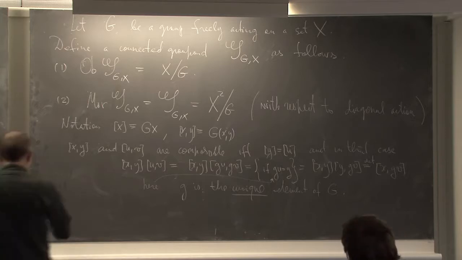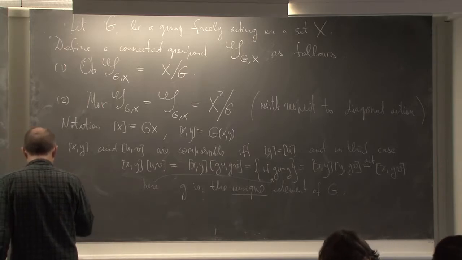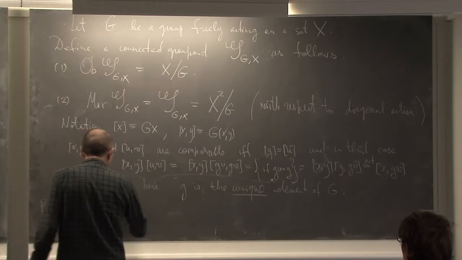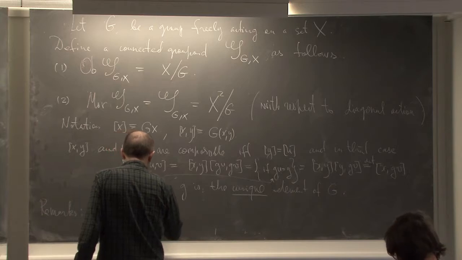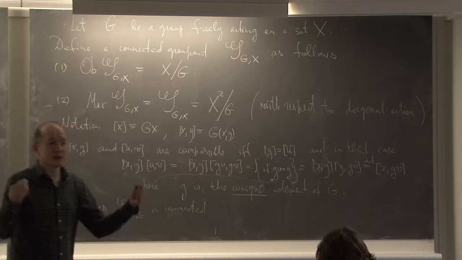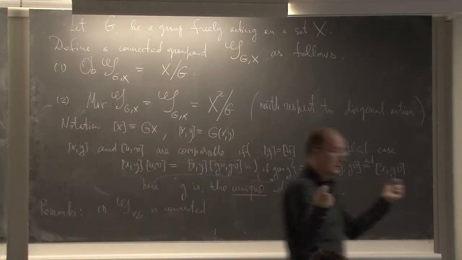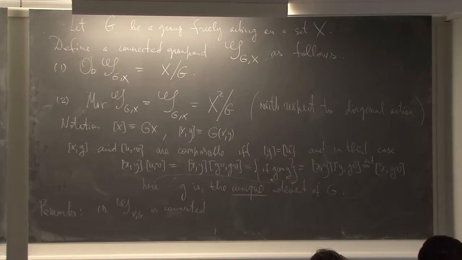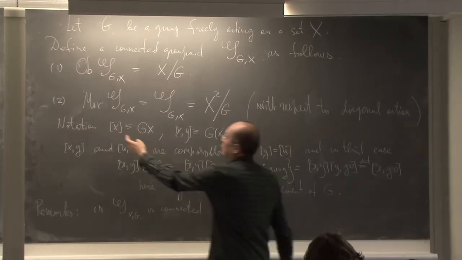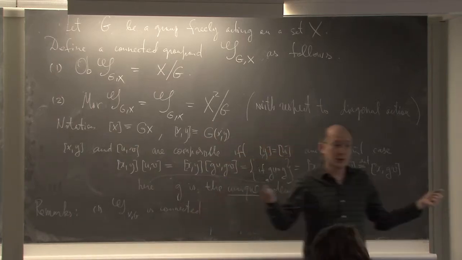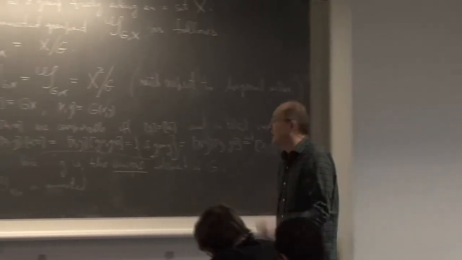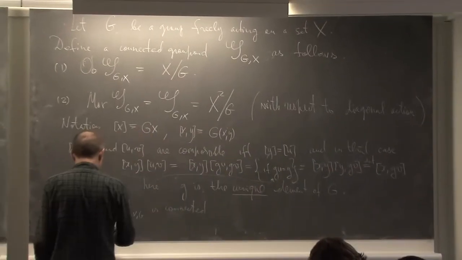And remarks. So first remark: the groupoid G_X is connected. Connected means that for any pair of objects, the set of morphisms between them is not empty. And it is clear that if you pick up two orbits of x and y, then you just take the orbit of their pair, which connects them. So the connectedness is just evident.